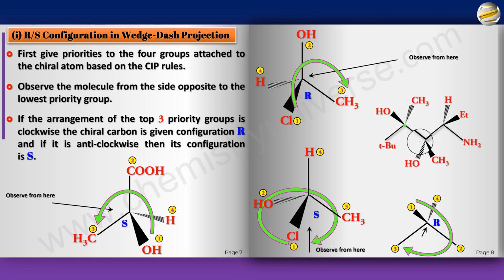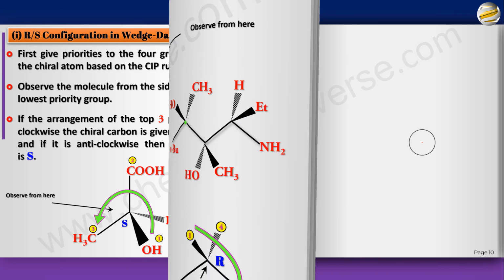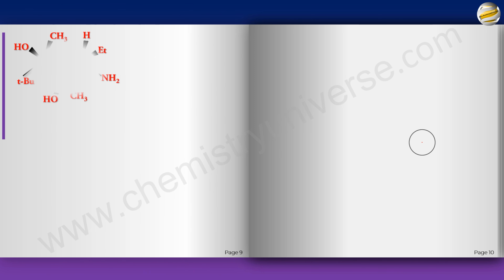Now let's look at the second chiral carbon. Remember the molecule was this. Second chiral carbon. Can you see this? Now give the priority first. Pause the video. Do it on your own, R and S.